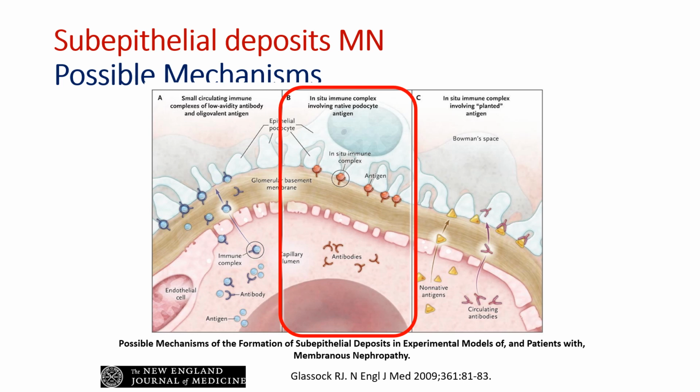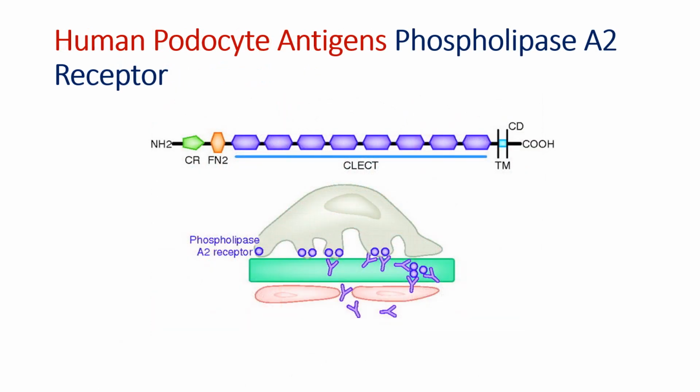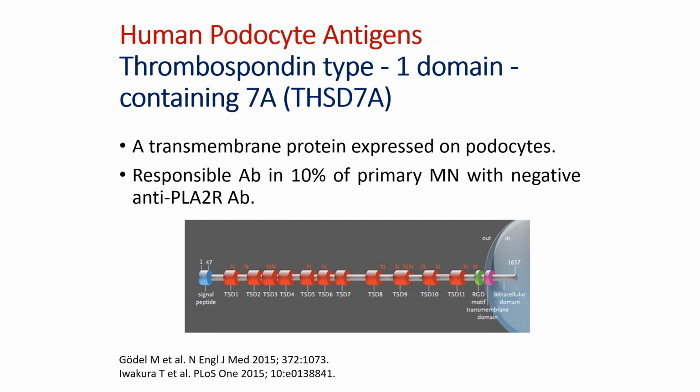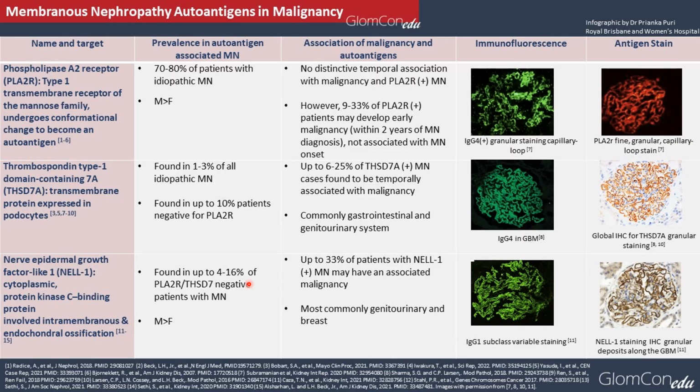Let's talk about the different native podocyte antigens that have been discovered until now. The first one discovered was the phospholipase A2 receptor antibody, and it accounts for about 70% of primary cases of membranous nephropathy. Another transmembrane protein antigen on the podocytes, thrombospondin type 1 domain containing 7A, is responsible for about 10% of primary membranous nephropathy, which is anti-phospholipase A2 receptor antibody negative. And more recently, we have NELL1, neural epidermal growth factor-like 1, found in about 4 to 16% of PLA2R or THSD7A negative patients with membranous nephropathy.